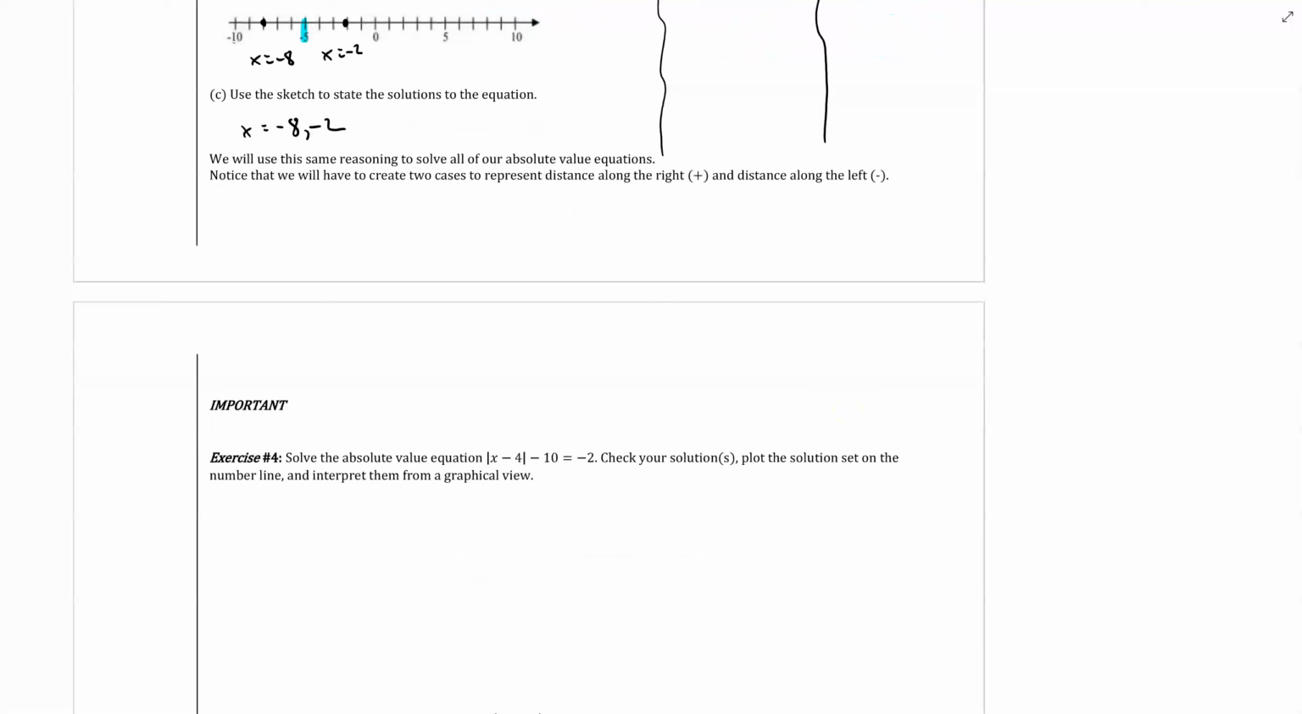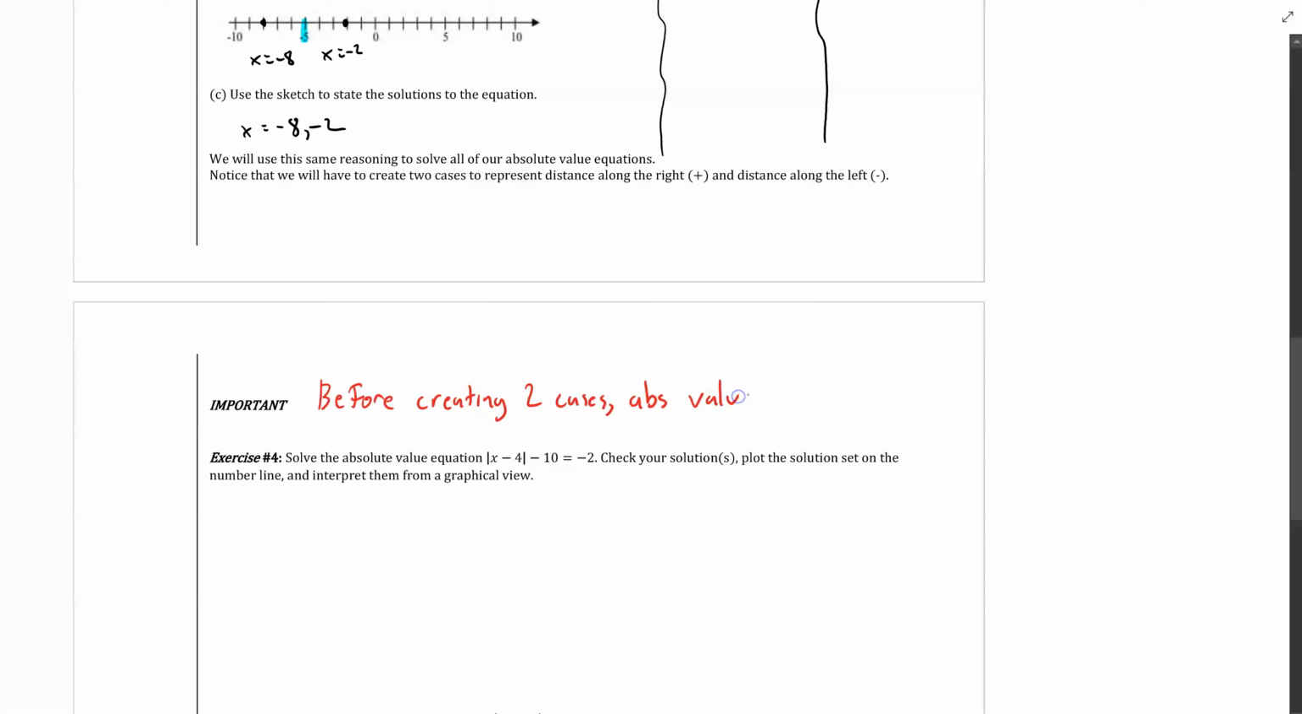But here's an important note that needs to be made. Before creating two cases, the absolute value bars must be isolated. And we're going to box that and put a star next to it and a sad face and an angry face. It's really important.